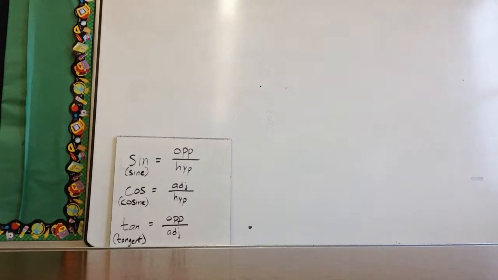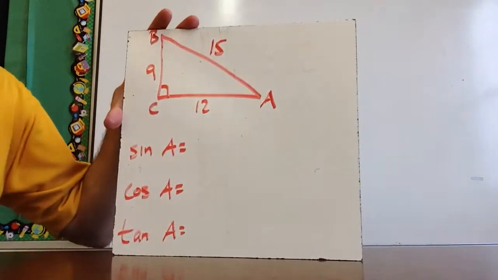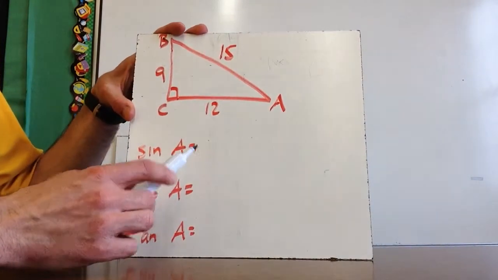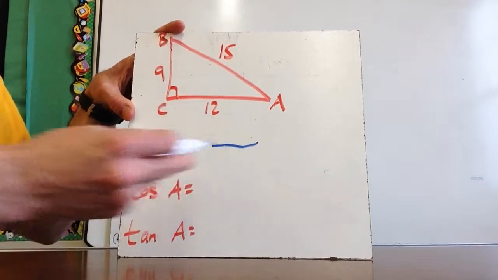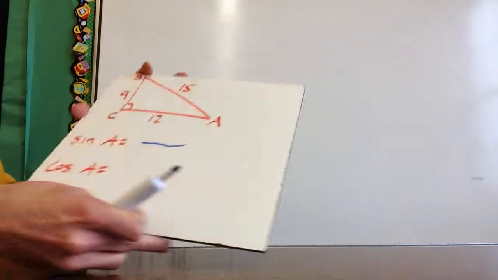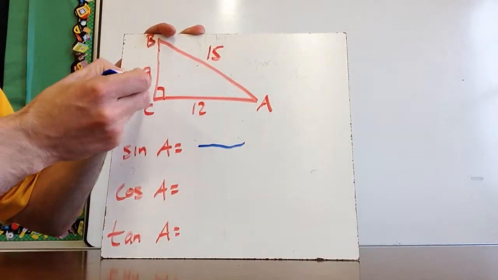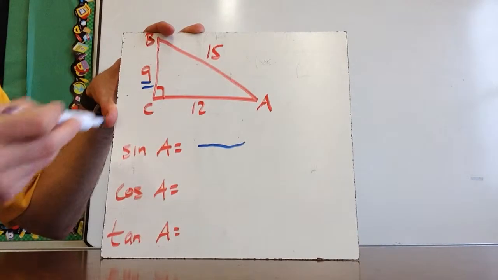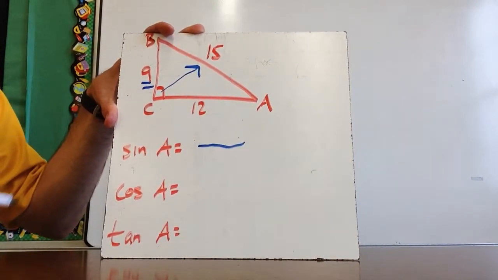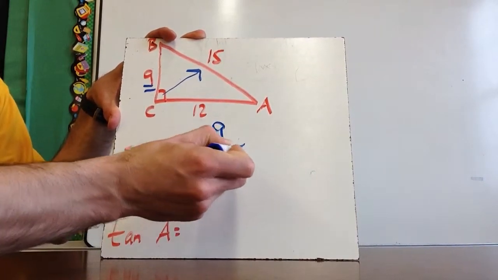So now let's take a look at how we would solve for the ratios here. If you're thinking about the sine of A, I'm going to take this away for a sec, we said sine is opposite over hypotenuse. So if I'm looking at A, opposite of A is going to be this, right? We know that the hypotenuse is coming out of the right angle, so I know the hypotenuse has got to be 15. So opposite is going to be 9 over hypotenuse, which is 15.